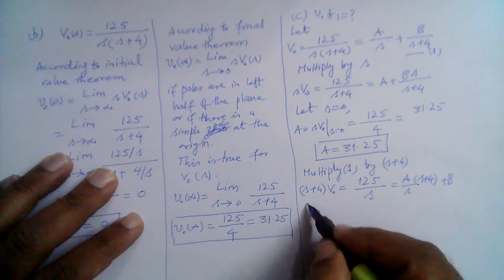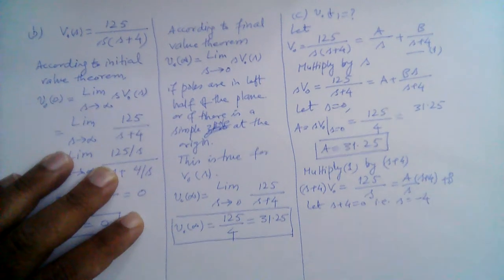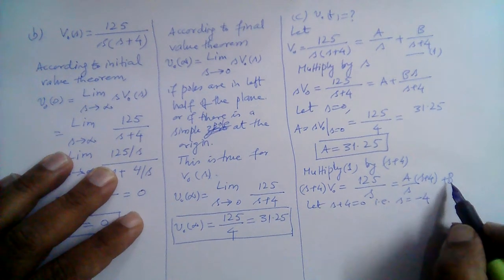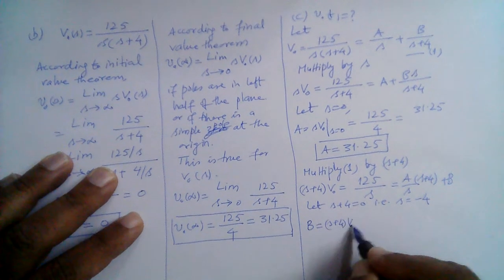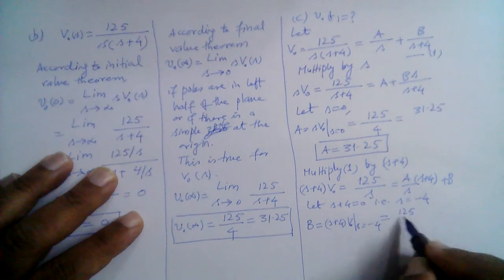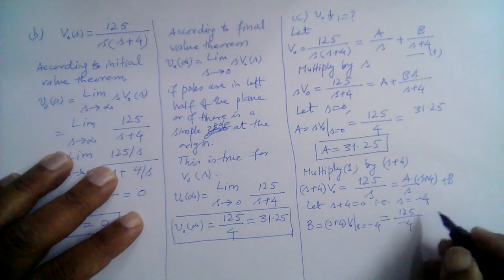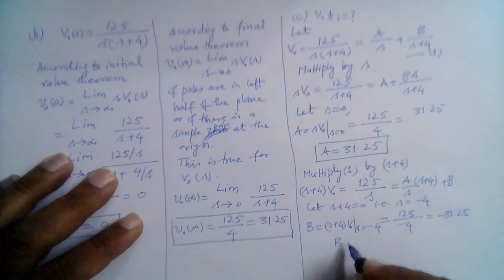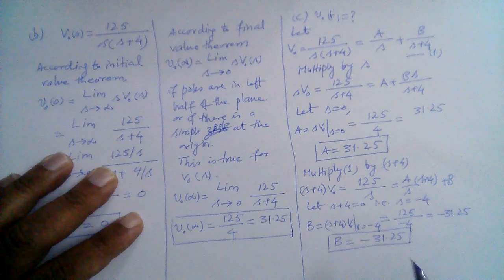So let s plus 4 is equal to 0 now, that is s is equal to -4. This will eliminate this term and this will leave us with b only. So b is equal to s plus 4 multiplied by V naught when s is equal to -4, is equal to 125 divided by the value of s, which is -4. So 125 by 4 again, and there is minus 31.25. So b is equal to minus 31.25, right?